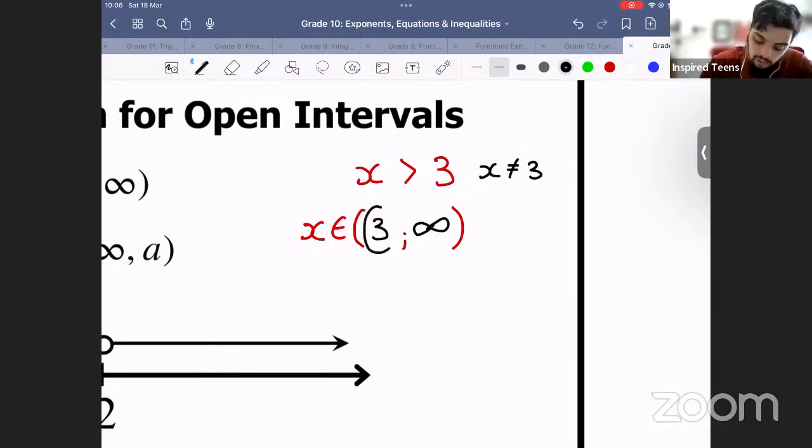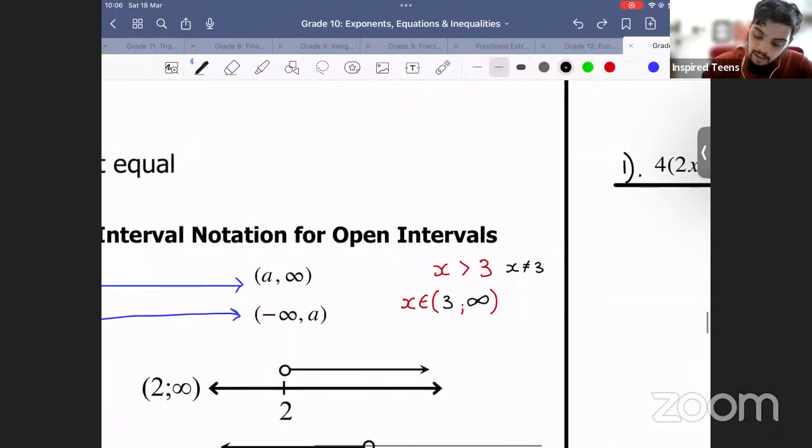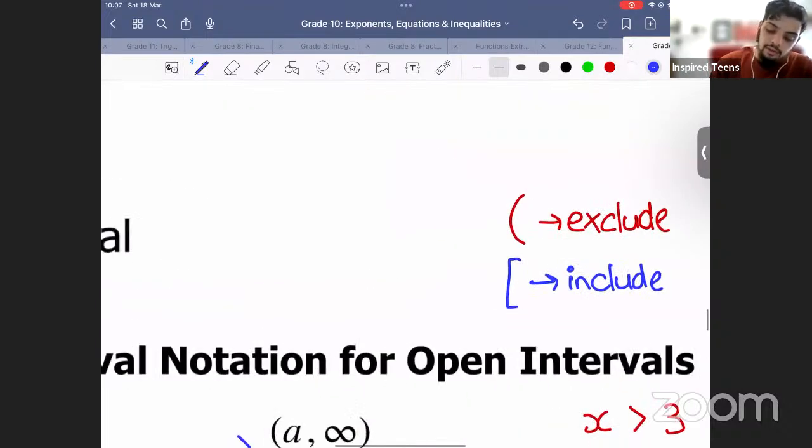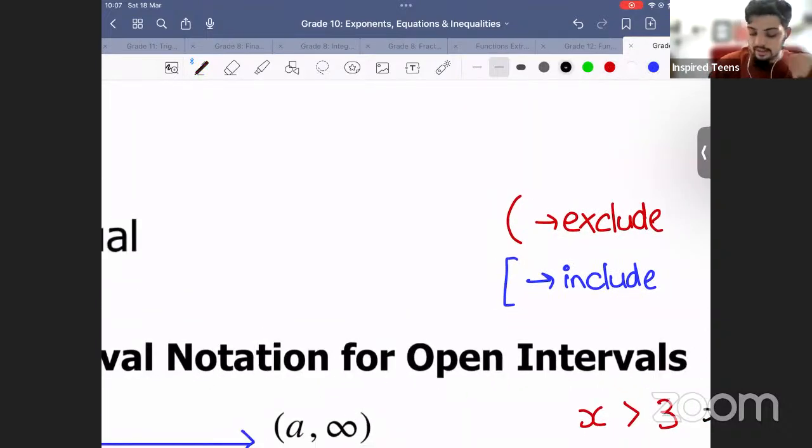So why are we starting off with 3 here? That's simply because this round bracket indicates exclusion, meaning you are not including it, and a square bracket means include. Sorry, I am not that smart. A circle bracket means exclude, and a square bracket means include. So what does it mean to exclude and include? Let's discuss it in terms of a few examples.